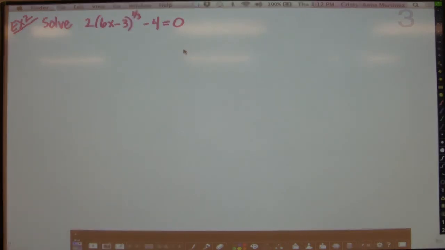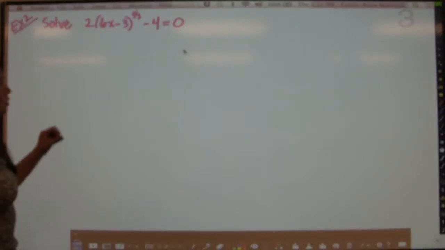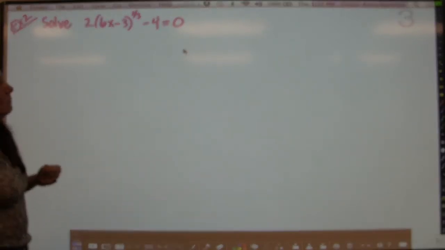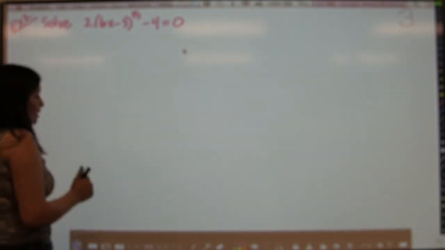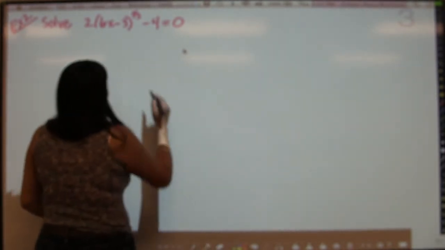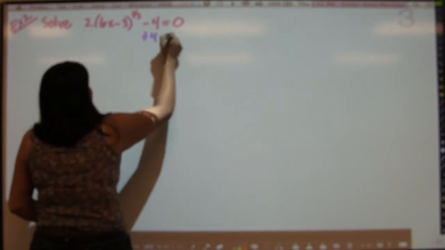Okay, in example 2, you can see what we were talking about earlier, where there's no actual radical, there's no house, but we do see the fractional exponent here, which is pretty much the same thing. And just like in the previous example, our goal is to isolate that part of the expression. So in order to do that, we're going to add 4 to both sides.